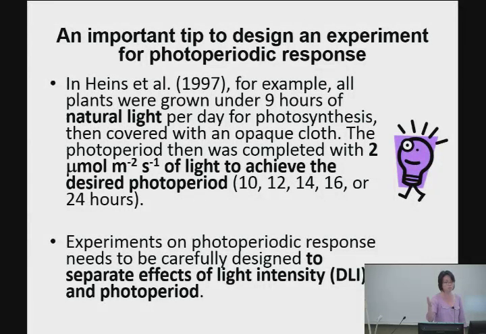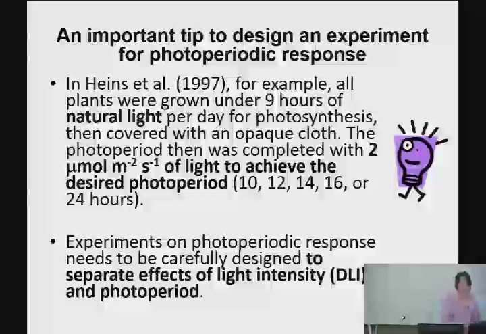So this condition, 1 hour, is just providing 7,200. That means 0.007 more, right? Because 7,200 micromoles is 7.2 millimoles. So that means 0.007 more. Only that small amount is added to the DLI. So that's why you can test the photoperiod without affecting DLI.